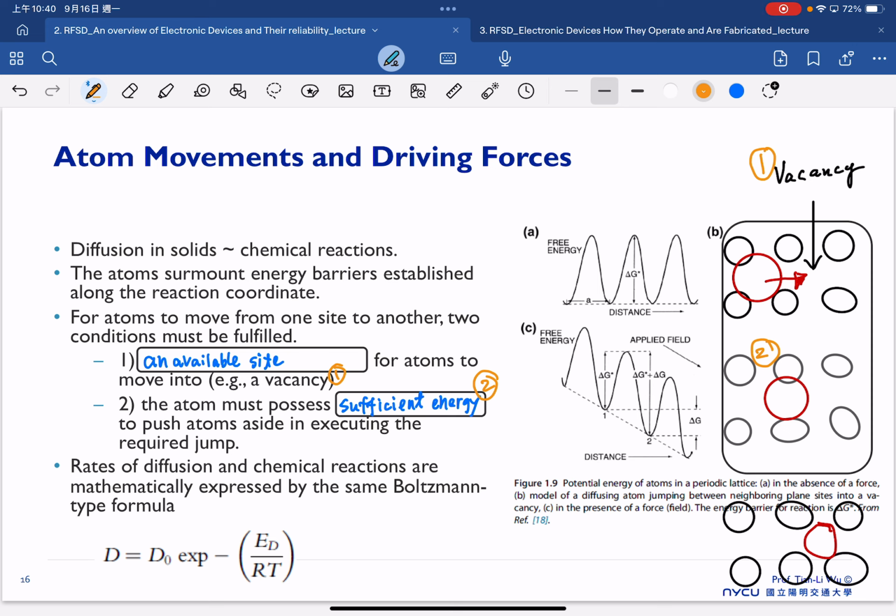So the rates of diffusion and chemical reaction are mathematically expressed by the same Boltzmann type of values. That's what we show here. That's how we call this kind of diffusion equation, where D is the diffusion coefficient.